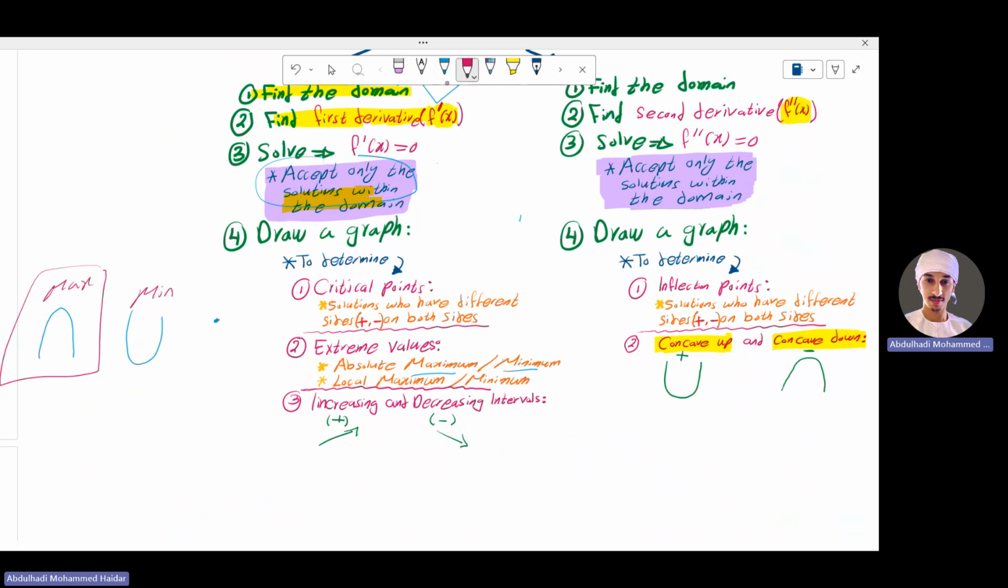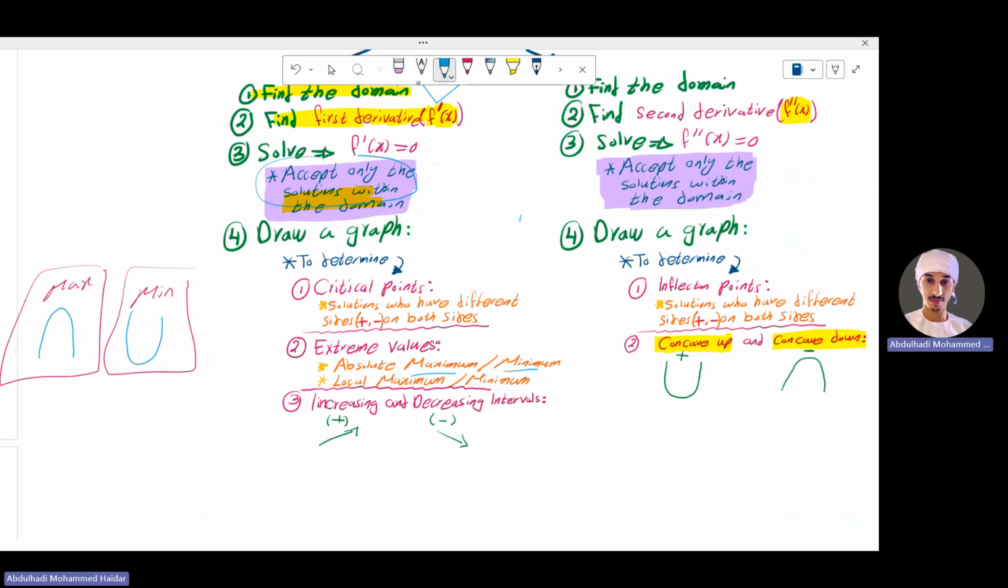The difference between them: absolute means it is the highest point in the graph. The local one is a max, but not the highest. The minimum is this shape, and the same way we have local and absolute minimum, okay? But when you have a point like this in your graph, how can you determine whether it is a maximum or minimum?